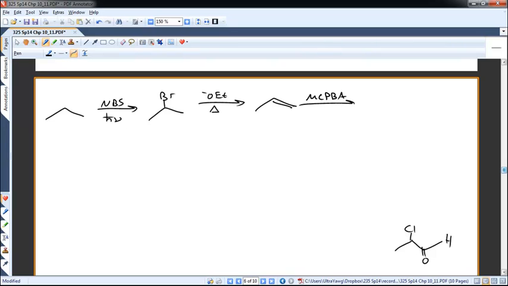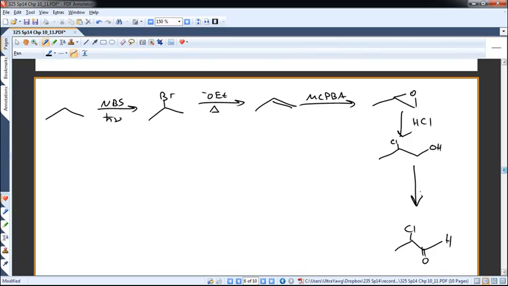And with the alkenes I can do MCPBA to give me the epoxide, and the epoxide I can open up the ring with HCl, right, so that the molecule looks like this. OH goes here, chlorine gets attached there. So now I have all the right atoms on.